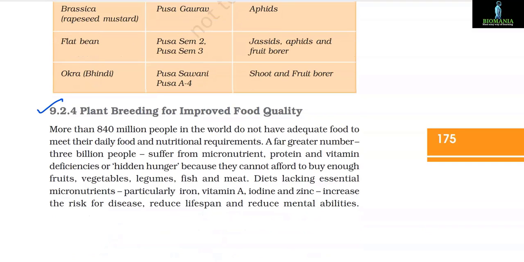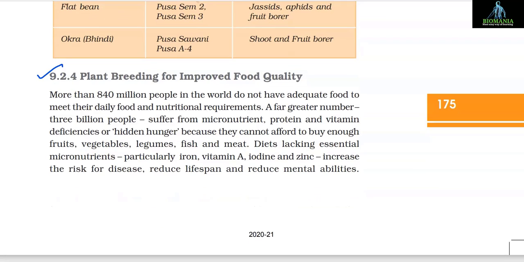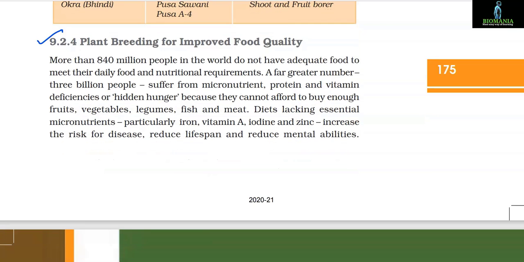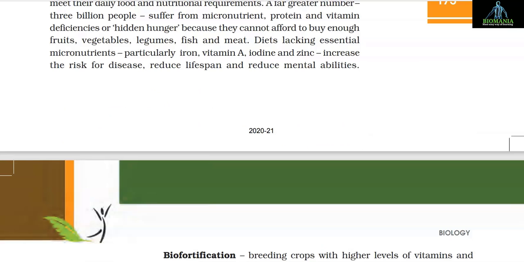9.2.4 Plant breeding for improved food quality. More than 840 million people in the world do not have adequate food to meet their daily food and nutritional requirements. A far greater number, 3 billion people, suffer from micronutrient, protein and vitamin deficiency, or hidden hunger, because they cannot afford to buy enough fruits, vegetables, legumes, fish and meats. Diets lacking essential micronutrients, particularly iron, vitamin A, iodine and zinc, increase the risk for disease, reduce lifespan and reduce mental abilities.